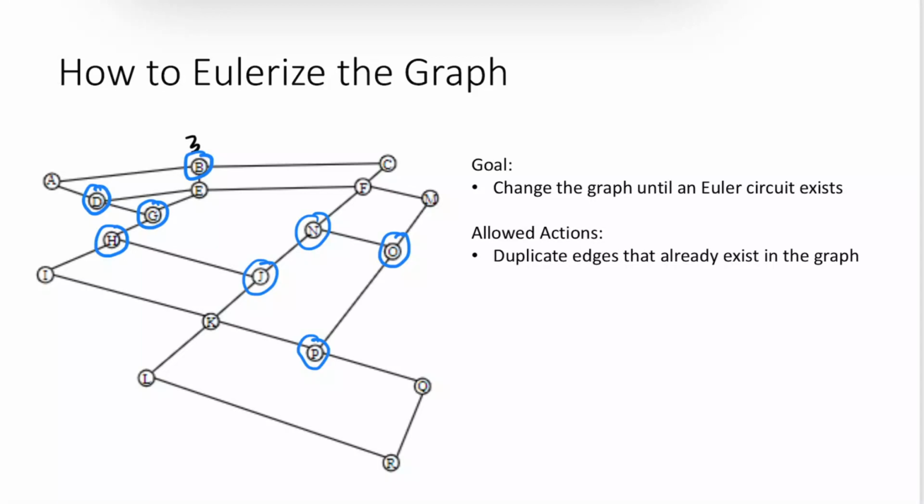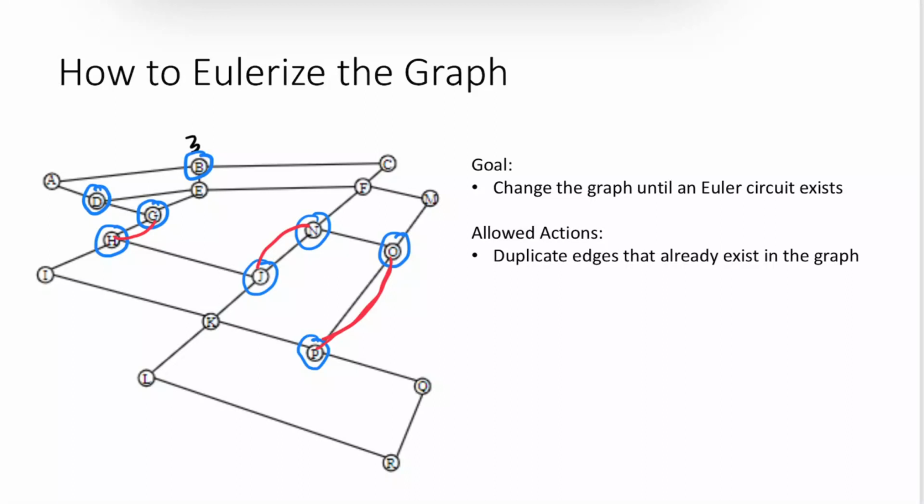So the goal here is we're going to duplicate edges to make it so that all of these odd degree vertices have an even degree. I might start by duplicating this edge here and creating a second edge between O and P. If I do that, then O and P now have an even degree, because P now has 4 edges and O has 4 edges leaving. So that fixes that problem. I could do the same thing by duplicating the edge between J and N, as well as H and G. And that fixes all of those issues.